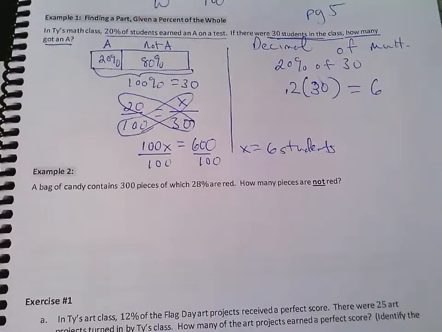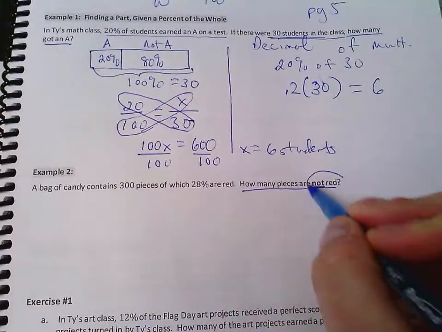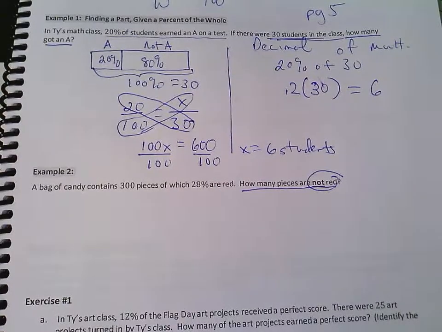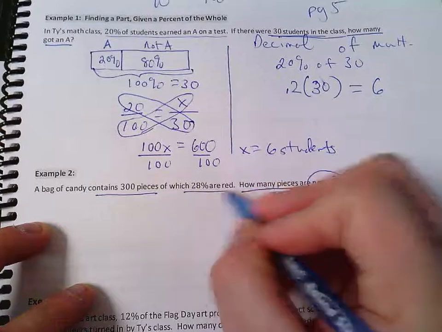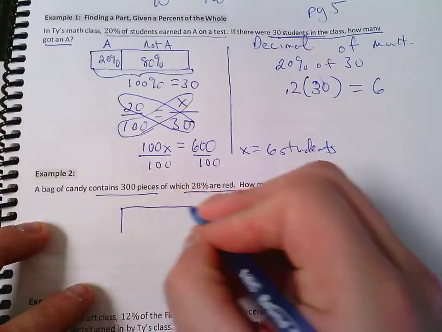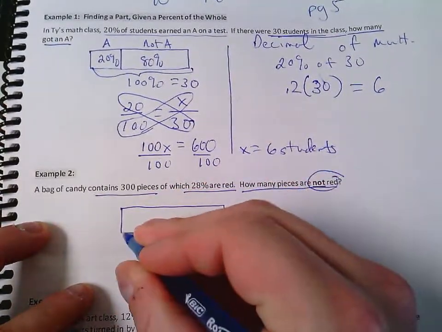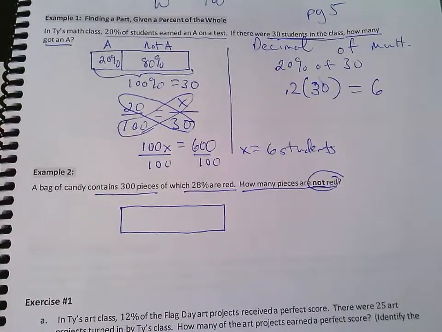In example number 2, how many pieces are not red? And notice how that word is underlined and bold. All right? So 300 pieces, 28% are red. So watch what I'm going to do here. I'm going to draw a tape diagram for this. And there's a couple different ways you can answer this one too.